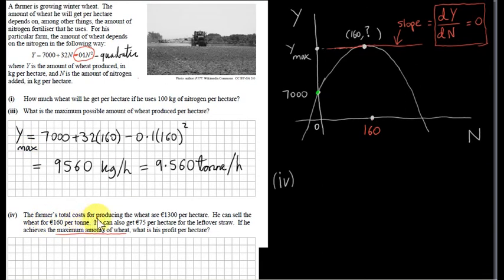The farmer's total costs for producing the wheat are 1,300 euros per hectare. He can then sell the wheat for 160 euros per ton. He can also get 75 euros per hectare for the leftover straw. If he achieves the maximum amount of wheat, what is his profit per hectare? So we're looking at the production costs for just 1 hectare, and they are 1,300 euros. He sells the wheat for 160 euros per ton. Now, what is a ton? Well, a metric ton is 1,000 kilograms.